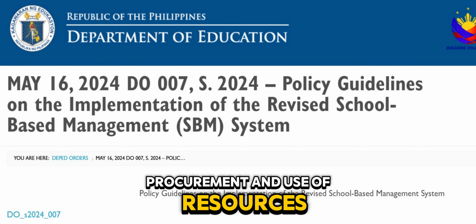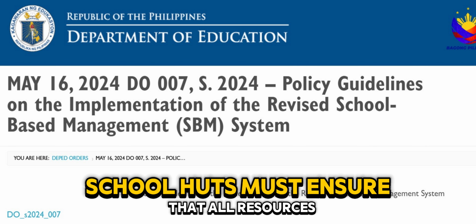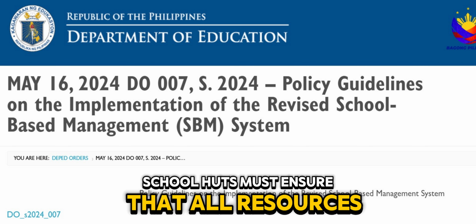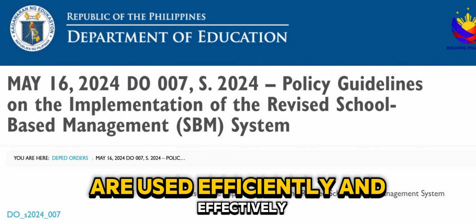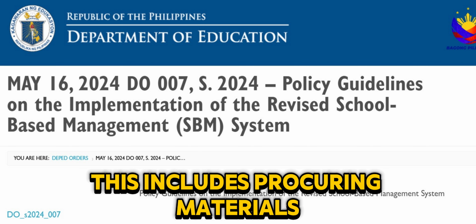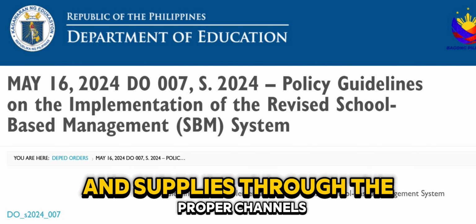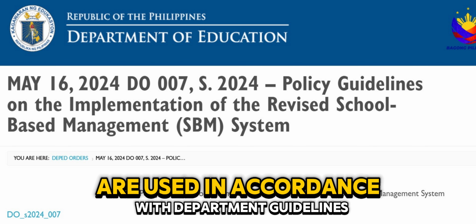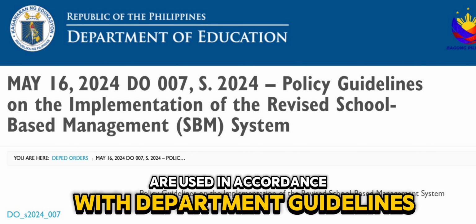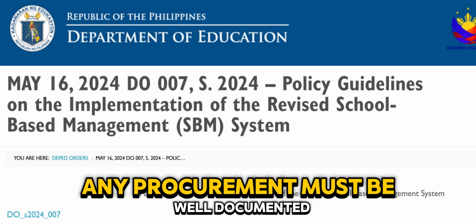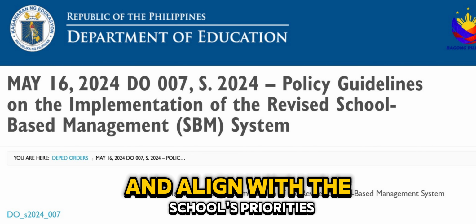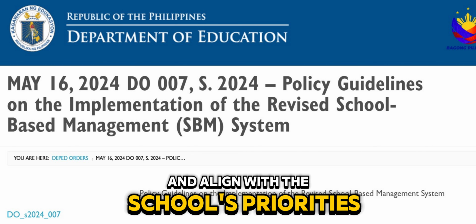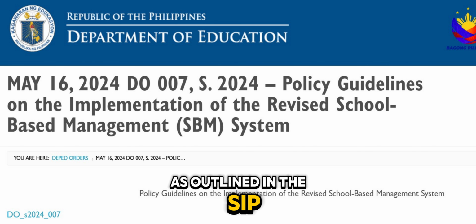Procurement and use of resources. School heads must ensure that all resources are used efficiently and effectively. This includes procuring materials and supplies through the proper channels and ensuring that these resources are used in accordance with department guidelines. Any procurement must be well documented and align with the school's priorities as outlined in the SIP.